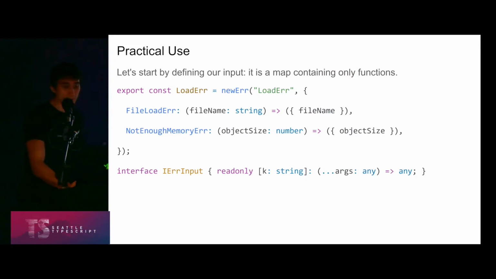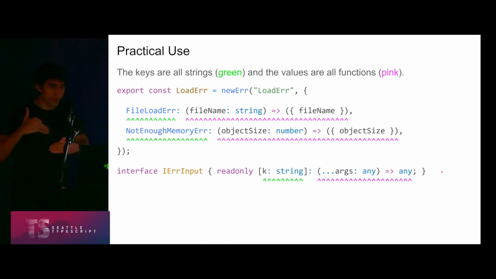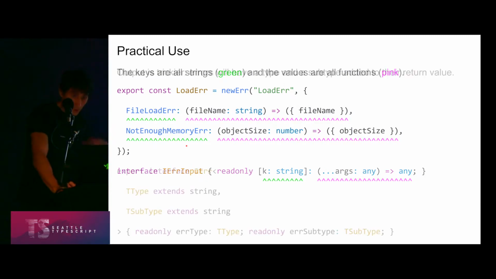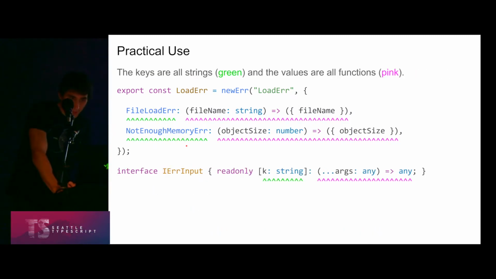So we've got this map down here. K is a string, and the result is a function. And I'm underlining here all the functions in pink, so you can kind of see how they relate to the explicit example above, and the keys are in green. So now that we have our input, we're going to start talking about the output.